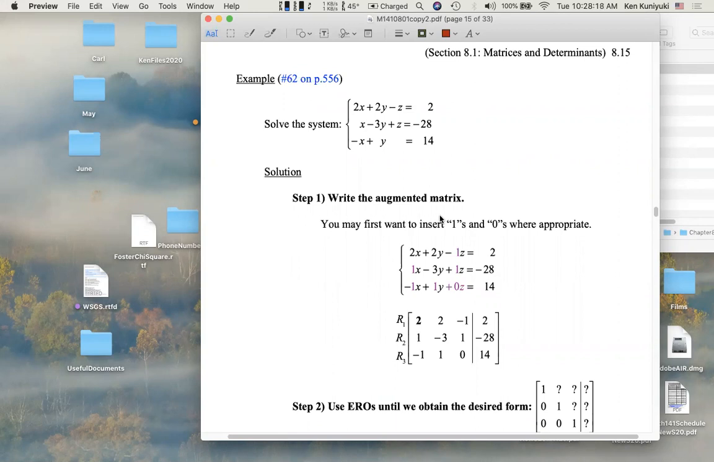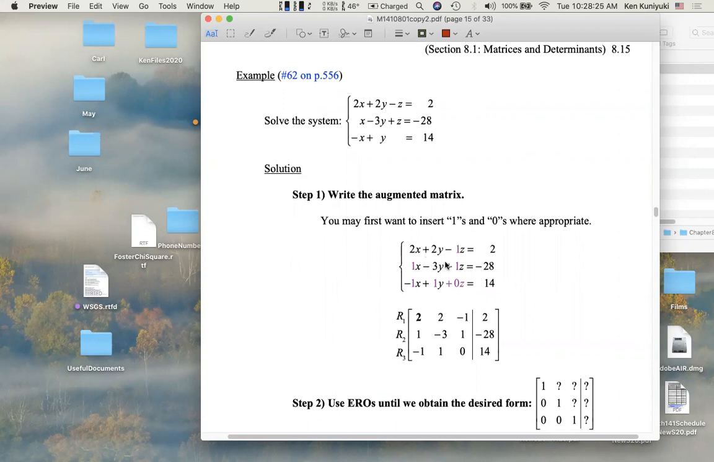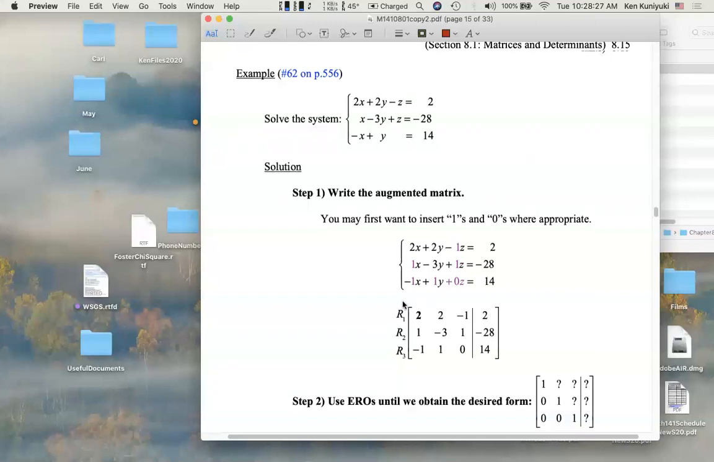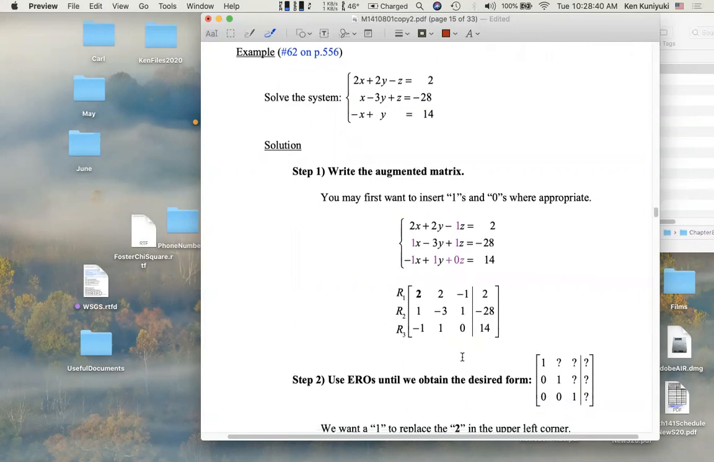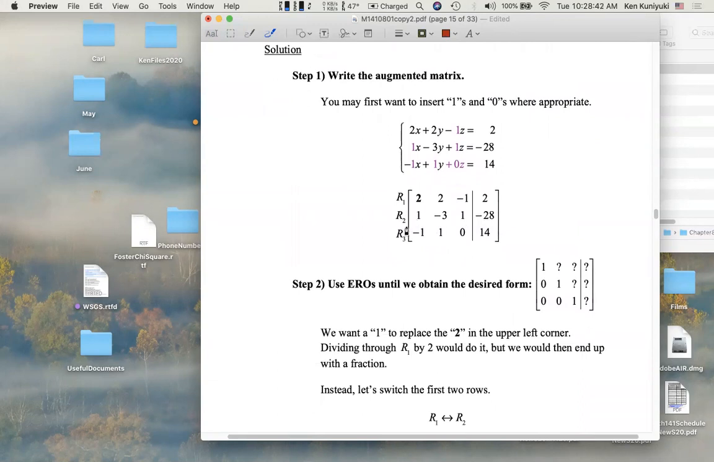And perhaps even more so than before, you might want to write in the plus or minus ones, the zeros, where appropriate, and line up your like terms. For example, remember here that the blank leads to a 0, right? And we have applied plus or minus 1 coefficients over here. Okay, so here's our augmented matrix.